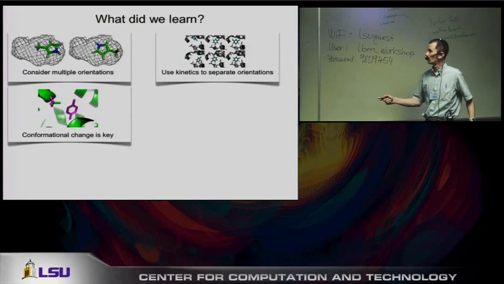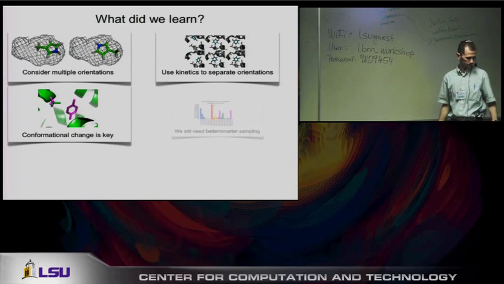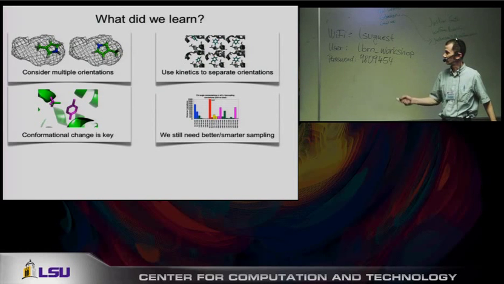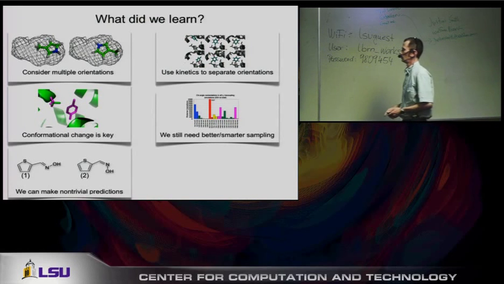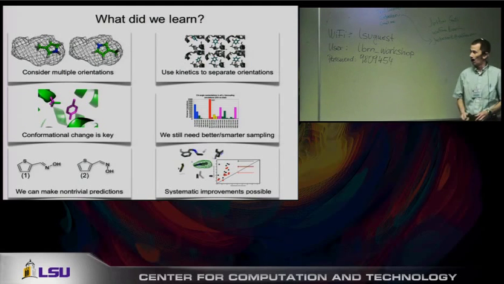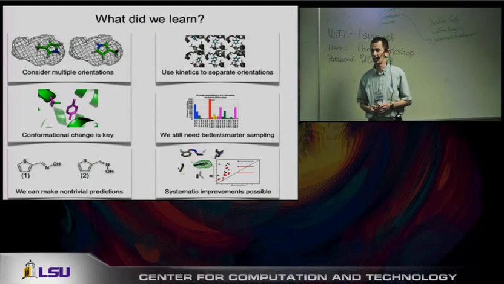We found that even small conformational changes in the protein, such as a side chain reorientation, can present kinetic barriers, but those can be worth a couple or a few kcals per mole in the binding free energy. That I didn't talk about. We still need to do a better job of sampling things, especially side chain motions. And yet already we can make non-trivial predictions like what isomer this molecule binds. Hopefully I've convinced you that we can systematically track down some problems and make improvements.